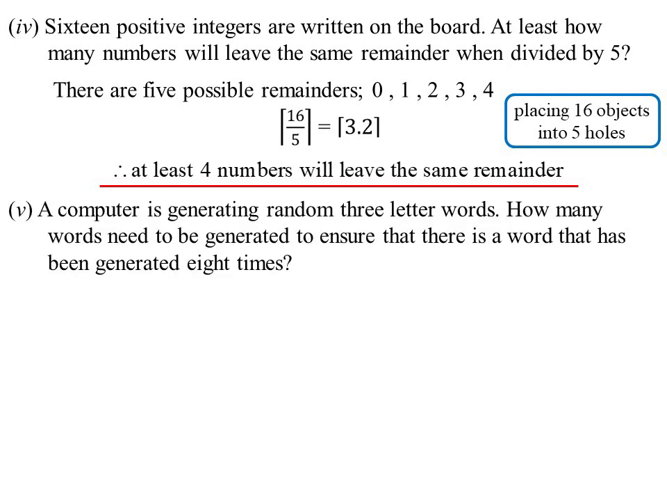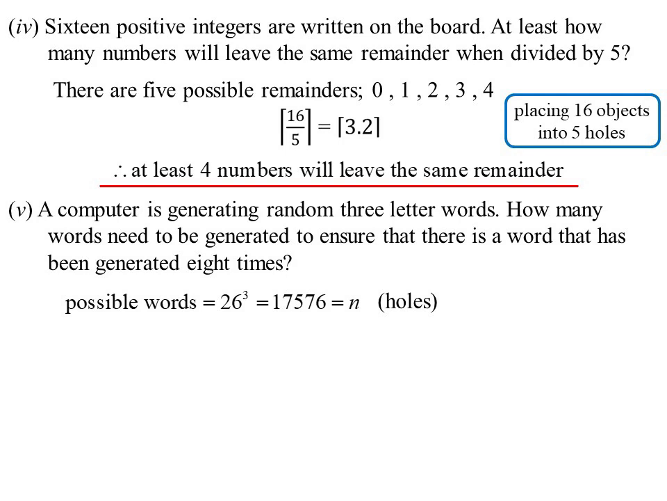We now have a computer, and it's going to generate random 3-letter words. And as far as we're concerned, any combination of letters is a word. So, how many words need to be generated to ensure that there is a word in our list that's been generated 8 times? Well, what's the number of possible words? Remember, I said every letter's possible in every place. So it'll be 26 by 26 by 26. There are 17,576 words.